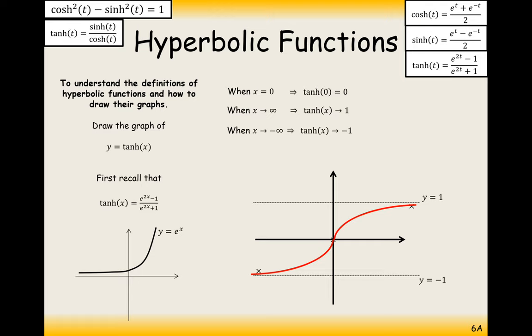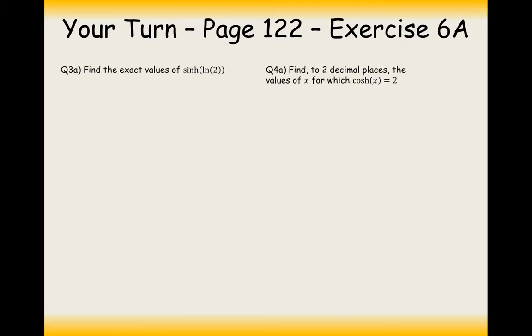So you need to know all three shapes, but you could work them out just from the exponential definitions. Think about what happens when x is 0, what happens when x gets very big, what happens when x gets very small, and think about what happens to the exponential graphs as those three things happen. Okay, so it's your turn to have a go at some questions now then. So pause the video and give these two questions a go.